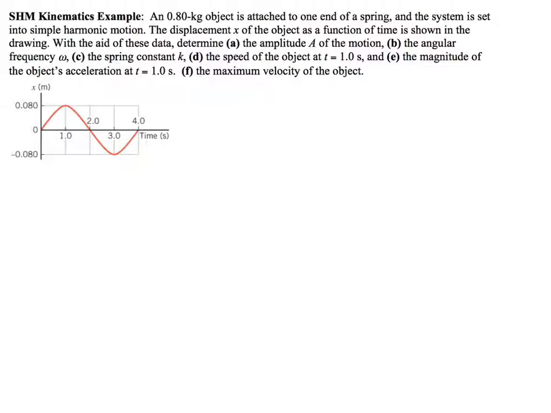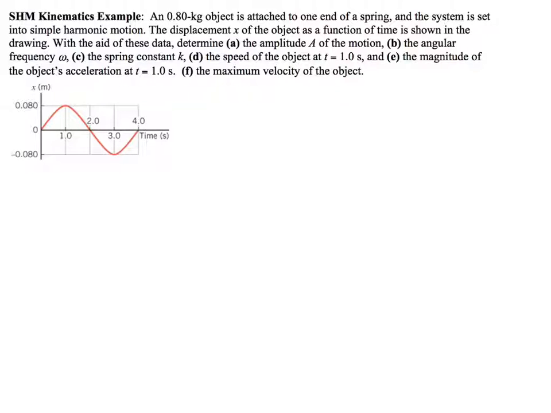In this example, I'm going to do a simple harmonic motion kinematic example that's not from the book. A 0.80 kilogram object is attached to one end of the spring and the system is set into simple harmonic motion. We notice the displacement of the object as a function of position here in this graph below, and we're supposed to find a whole lot of things about it.